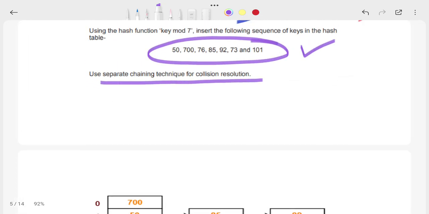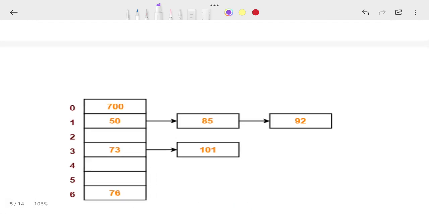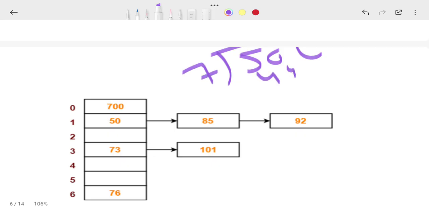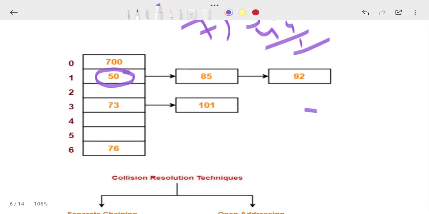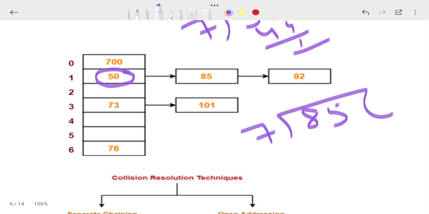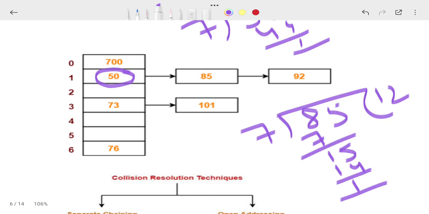So 50 divided by 7. You can see 50 divided by 7: 7 7s are 49, so the remainder is 1. So at 1 I place 50. Now 85, again I will check. My 85 divided by 7. 7 1s are 7 and 15, 7 2s are 14. So the remainder is 1. At 1, so at 1 I place 85.